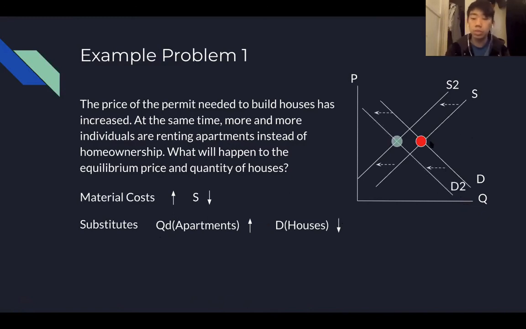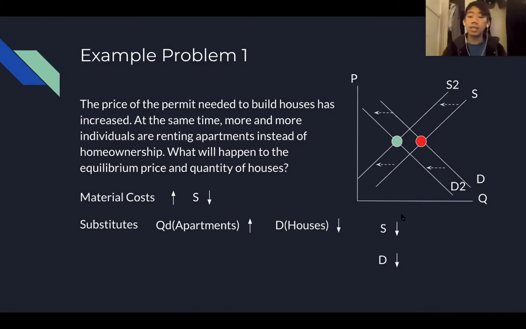Demand 2. And so notice here we're stuck with a problem. What will happen to the equilibrium price and quantity of houses? Well, I can tell for sure that the quantity has decreased, because we went from this point, red, to green, and we definitely went backwards in quantity. But I can't really tell if the price has increased or decreased. So let's show this a different way.